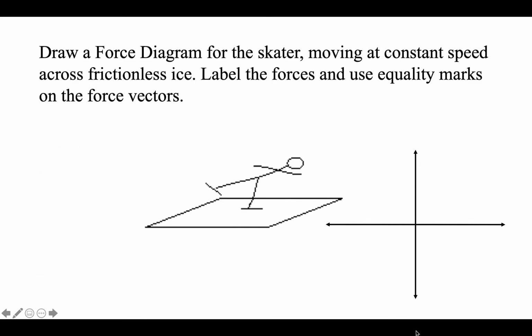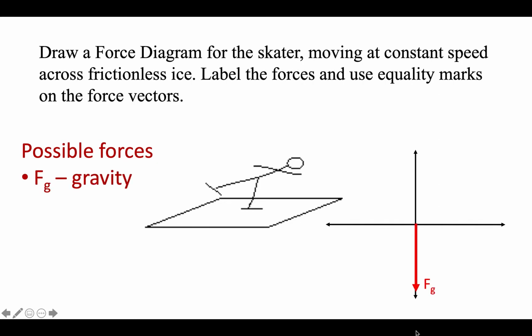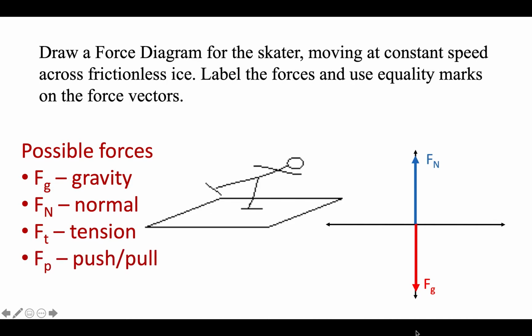second one on your sheet, it's a skater moving at constant speed across frictionless ice. All right, so possible forces. Again, we're going to have gravity, straight down, always straight down. And since the skater is on a surface, there is going to be a normal force, straight up on the y-axis. Now, we can go through and look at tension, but there's no wire or chain or anything like that on the skater. There's nothing pushing or pulling.